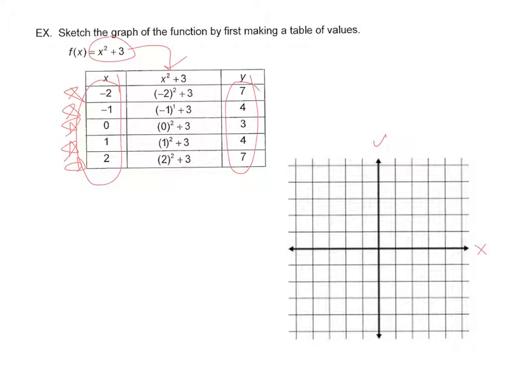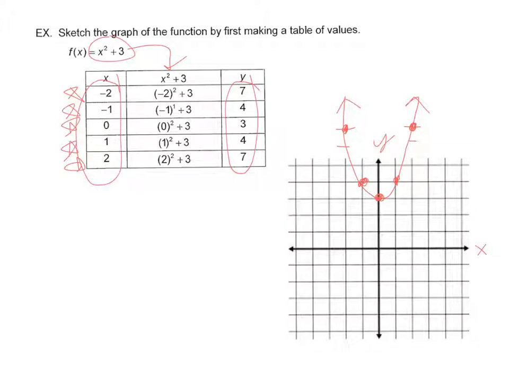It's x and y. So we've got -2, 7. Have to go up above the grid just a little bit. So there's -2, 7, -1, 4, 0, 3, 1, 4, and 2, 7. And then connect your dots, and it's a parabola, which it should be since it's an x squared. And we have our graph. So for the x values, use -2, -1, 0, 1, and 2.